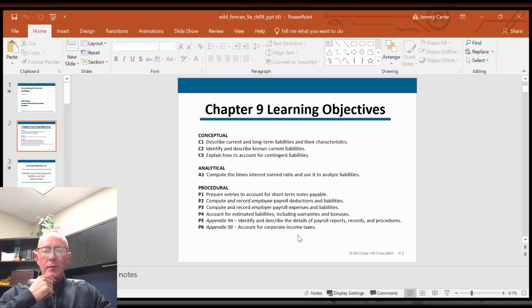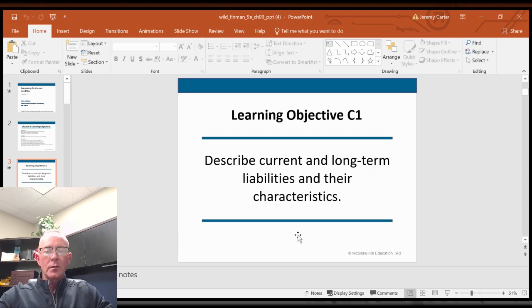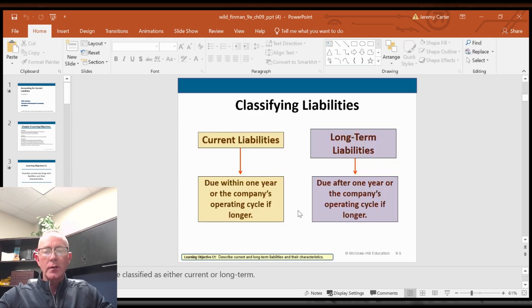All right, guys, let's start on chapter 9. So we're going to go between current and long term liabilities. Current is just, we're going to talk about things that are due within 1 year of the current company's operating cycle. And long term is something that's going to be due outside of the 1 year in the operating cycle.